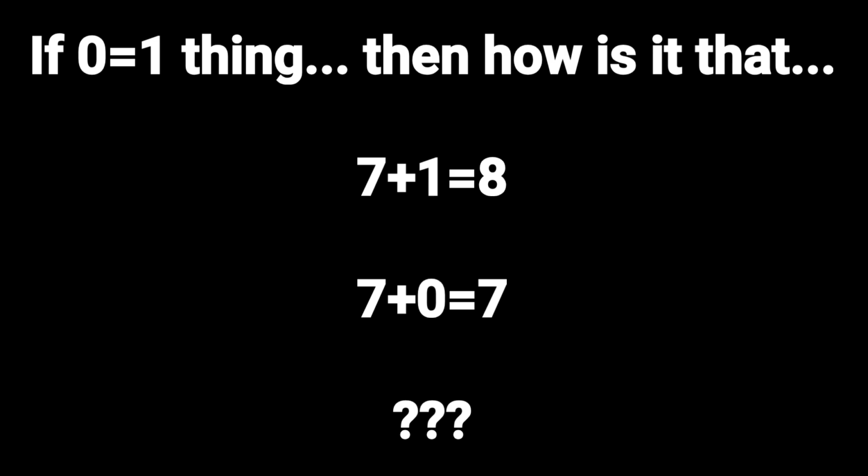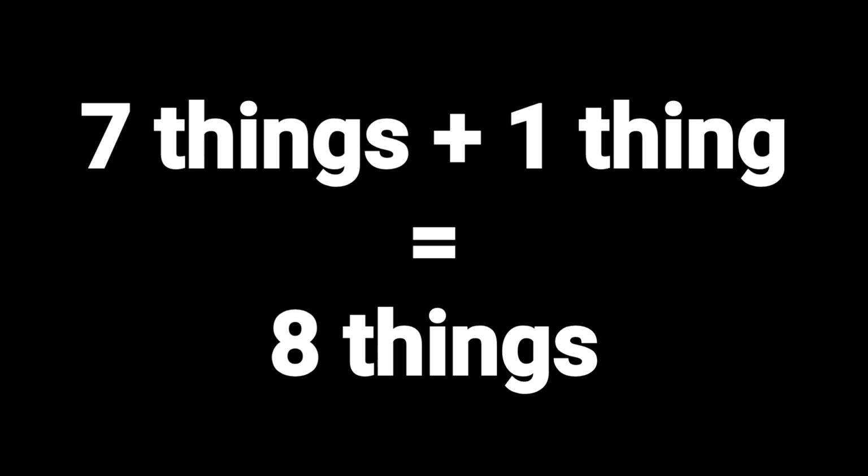However, one might ask, if 0 is a thing, or better yet, it is one defined thing that we all agree exists, then how is it that 7 plus 1 equals 8, yet 7 plus 0 equals 7? This must mean that 0 and 1 cannot be the same thing. But once again, it could be argued that if the 0 is indeed one agreed upon unit, then what we have here are 7 things plus that one thing we call a 0, which means we have 8 things altogether, even if those 8 things are 7 apples and 1 orange.